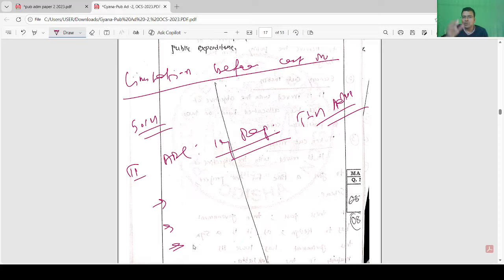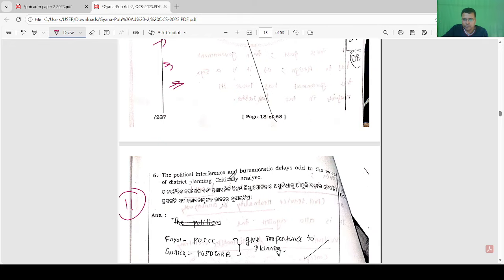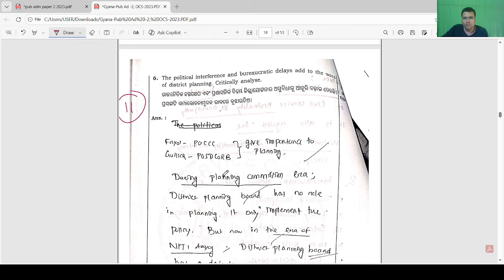So the answer is missing the limitation, solution, and second ARC recommendation. Political interference and bureaucratic delay add to the woes of district planning.